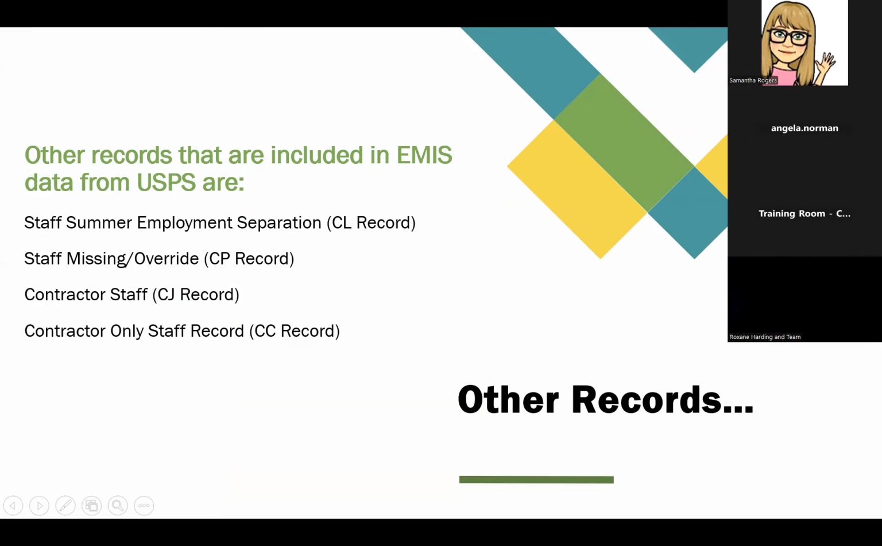Other records that are included in EMIS data from USPS are the staff summer employment separation record, which is the CL record in EMIS, staff missing override, which is the CP, contractor staff, which is CJ, and the contractor only staff record, which is a CC record. These are not as common as the CI and CK. So most times when you have an error, you're going to find that in the CI and CK.